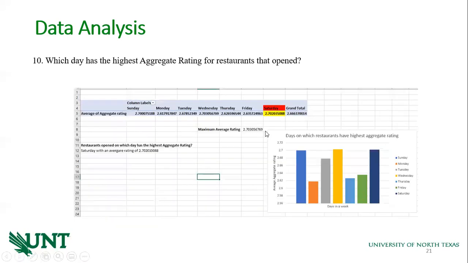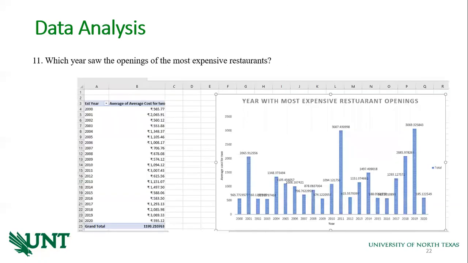Which day has the highest aggregate rating for the restaurants that are opened? This is performed to help the restaurant owners open the restaurant on a day that has the highest aggregate rating. Restaurants opened on Saturday had the highest aggregate rating, followed by Wednesday.